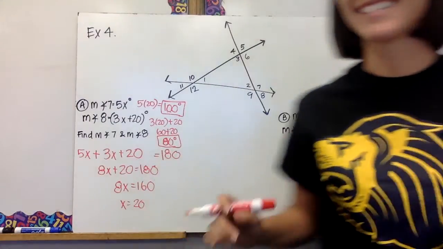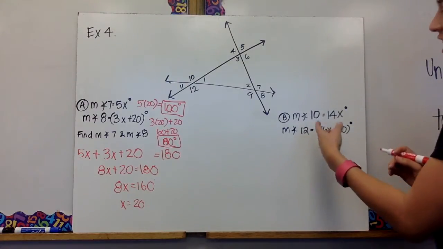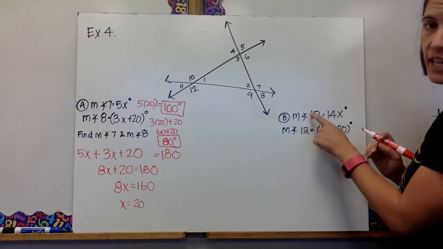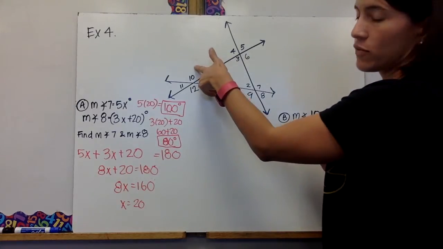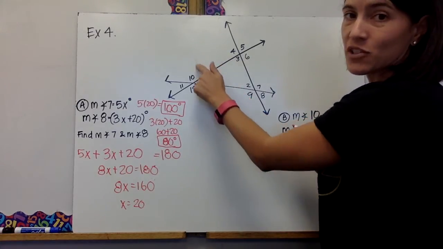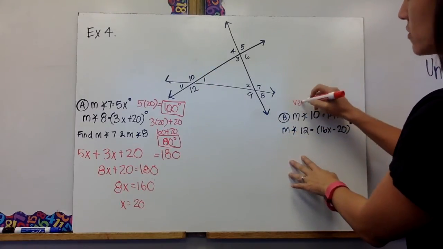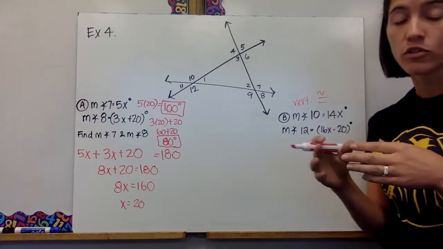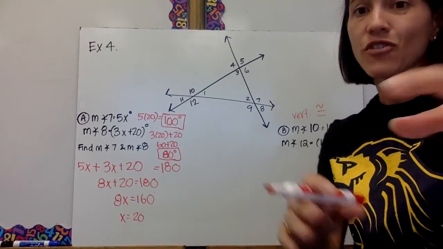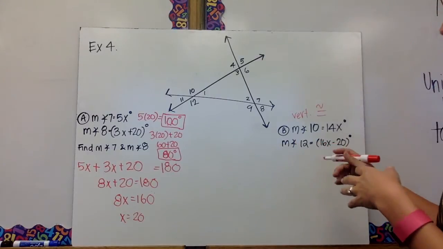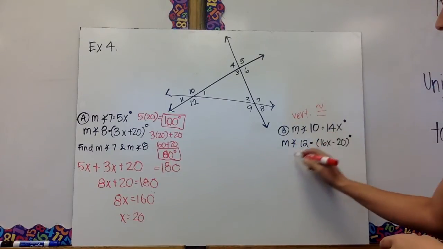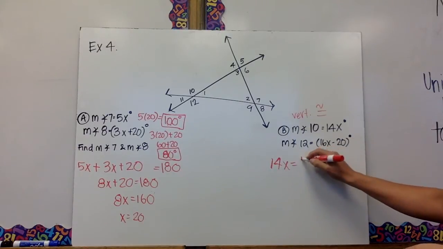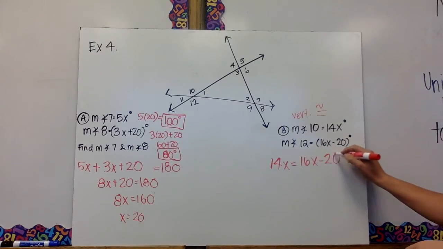All right, last one. Measure of angle 10 and measure of angle 12. So they want us to find 10 and 12. So let's look over here, 10 and 12. The relationship between 10 and 12 is they are vertical angles, which means they are congruent. They are equal to each other. Vertical angles are equal to each other. Since these are equal to each other, I'm going to set my equation equal to each other. So measure angle 10 is 14x equals 16x minus 20.